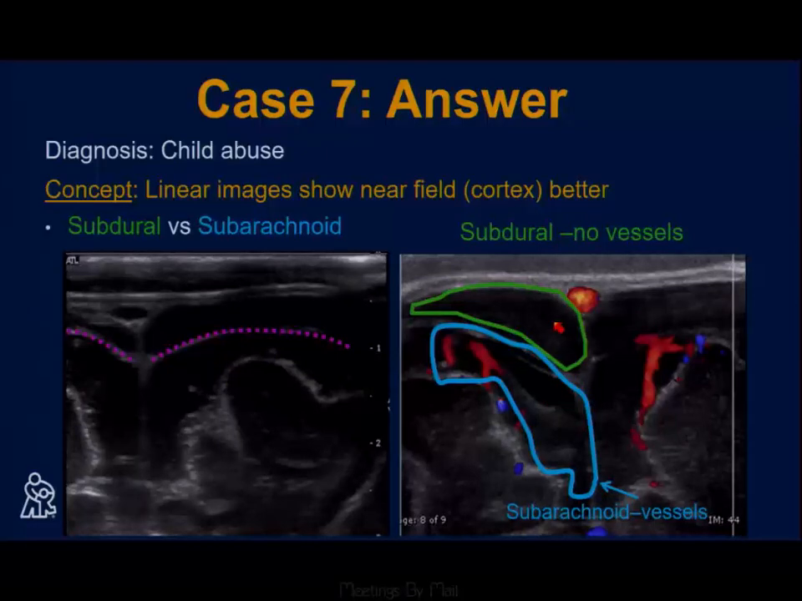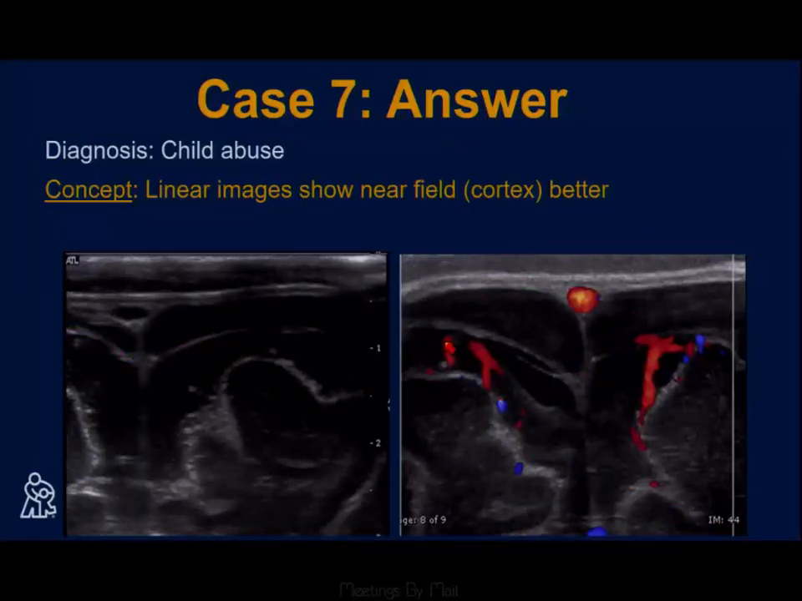What's really helpful here is if you do that color Doppler imaging, you can see these vessels nicely outlined in that subarachnoid space. And in the subdural space, you should see none of those vessels. And again, you see fluid of 2 differing echogenicities here. One is hyperechoic fluid, one is hypoechoic fluid, so it suggests an acute on chronic component. And really here, you should be suggesting child abuse, and they should be referred to your child abuse doctors if you have them available.